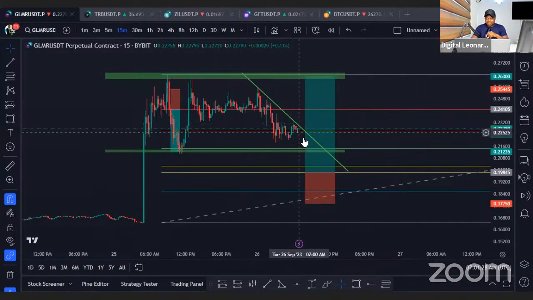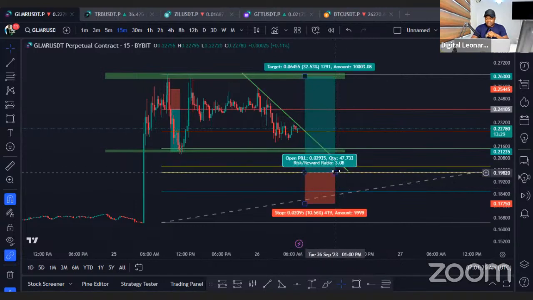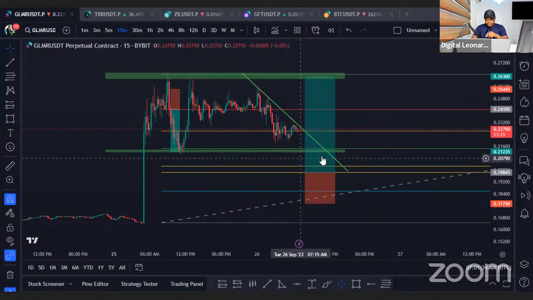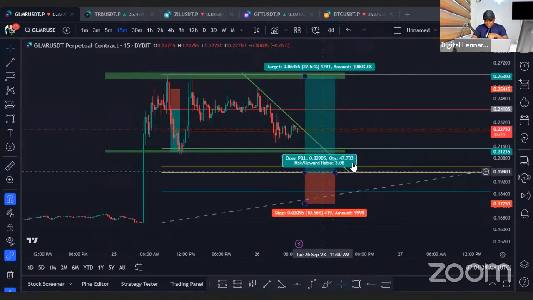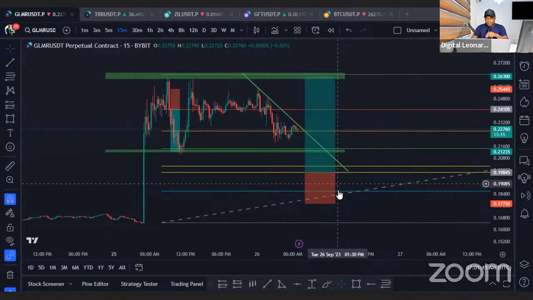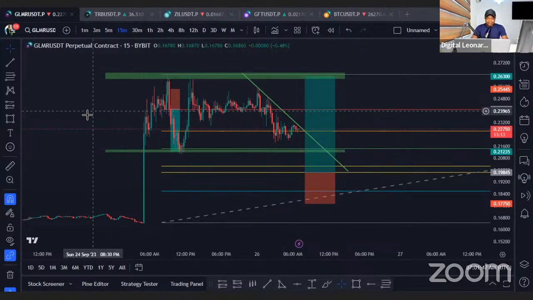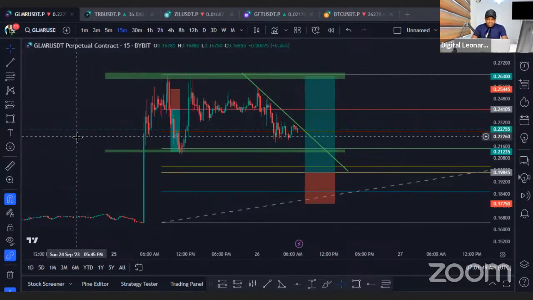So if it follows this trend line and then comes down to this area and rejects from here, I'll be looking to take a trade to the upside. Maybe I'll wait for this breakout of the trend line to happen within this area here. If it doesn't happen in this area, then the next level I should be looking at will be that 18-cent level, which is at the 786 level.